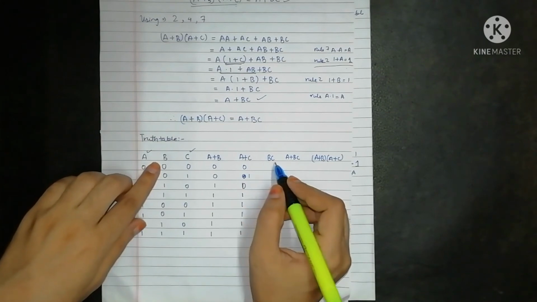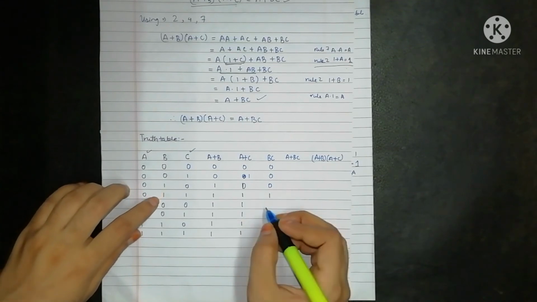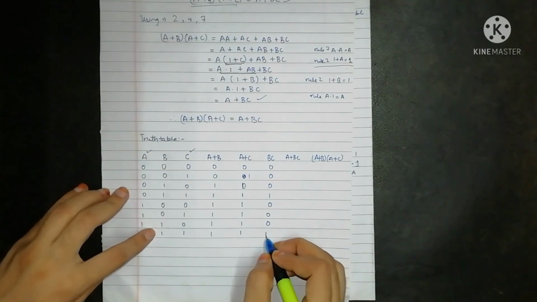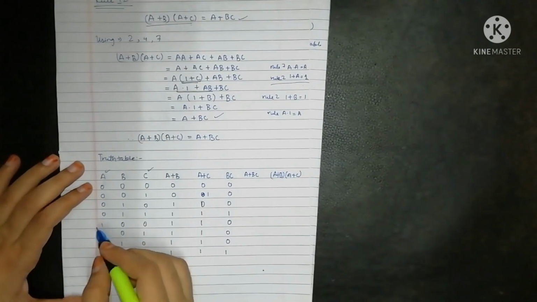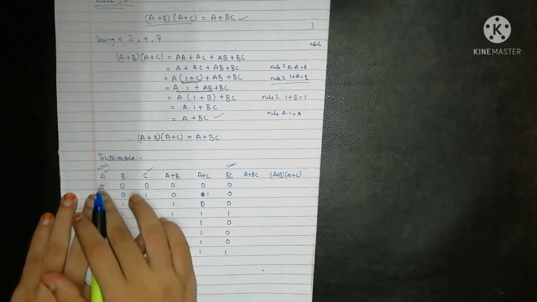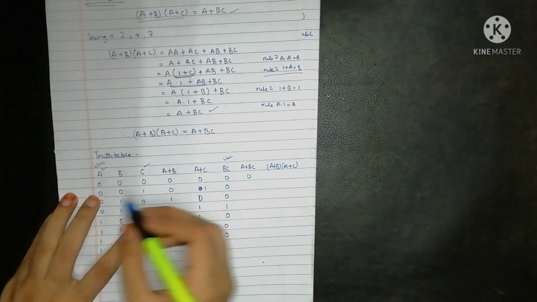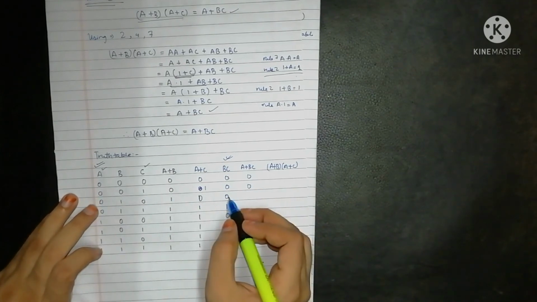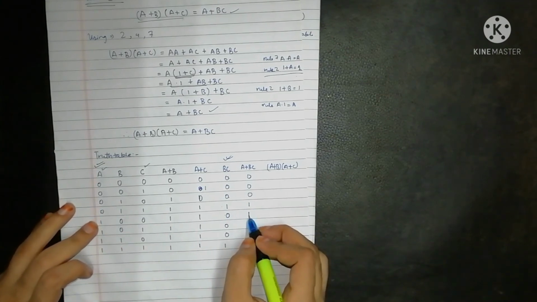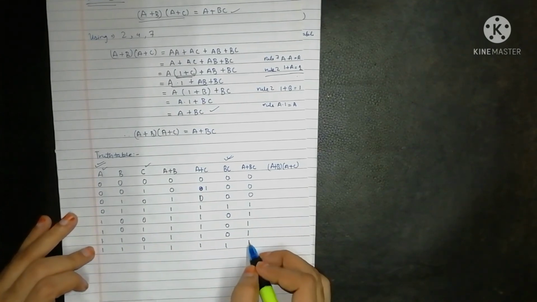Then we will take the product of B and C. So 0 into 0 is 0, 0 into 1 is 0, 1 into 0 is 0, 1 into 1 is 1, 0 into 0 is 0, 0 into 1 is 0, 1 into 0 is 0, 1 into 1 is 1. Then A + BC, this column and here this column. Just need to take care of the columns, otherwise we will end up making mistakes. So 0 + 0 is 0, 0 + 0 is 0, 0 + 0 is 0, 0 + 1 is 1, 1 + 0 is 1, 1 + 0 is 1, 1 + 0 is 1, 1 + 1 is 1.